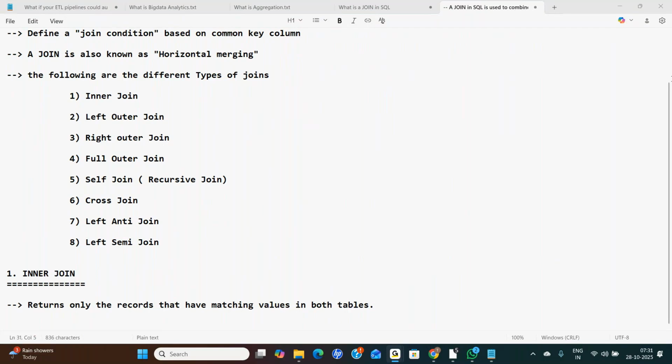Semi-structured data and unstructured data we cannot organize in the databases. Semi-structured data means the data which is in XML files, the data which is in JSON files.